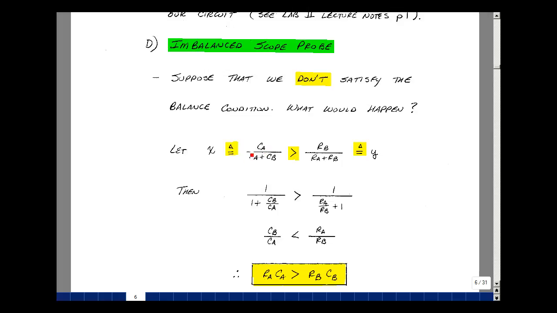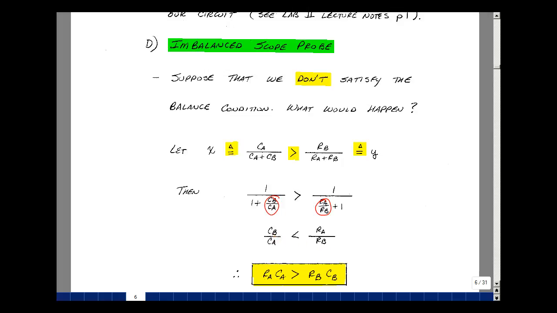So divide through by C sub A, so again we get this term, which should be C sub B divided by C sub A, and likewise here we'll divide through by R sub B, so I get R sub A over R sub B. And so that implies that these terms are related by this inequality, but because we're taking the reciprocal, we're going to flip the sign of the inequality around. So that means that C sub B divided by C sub A is actually less than R sub A divided by R sub B. And by cross multiplying, we then get that R sub A times C sub A is greater than R sub B times C sub B.